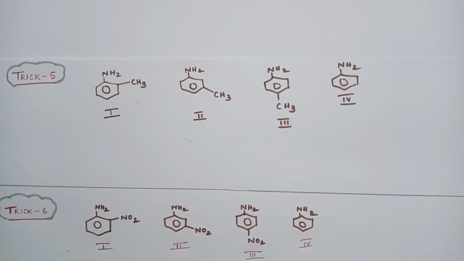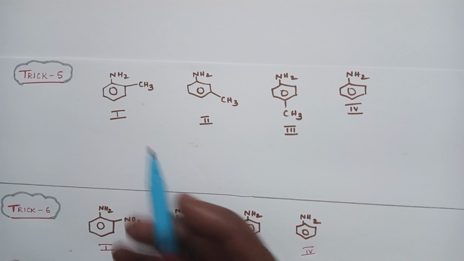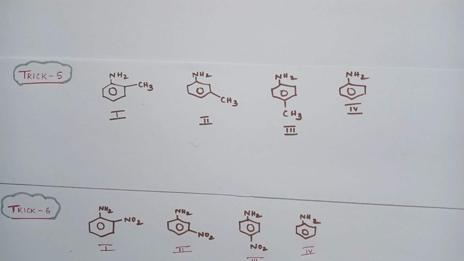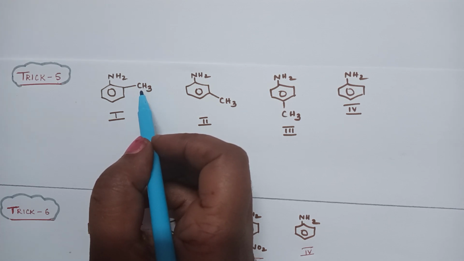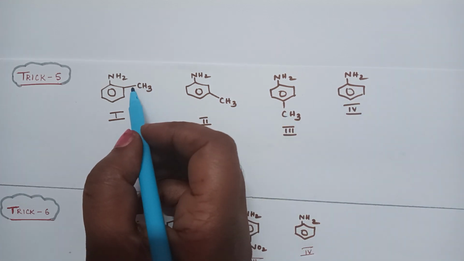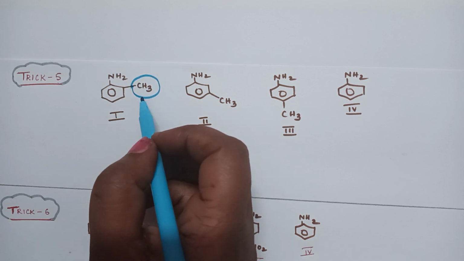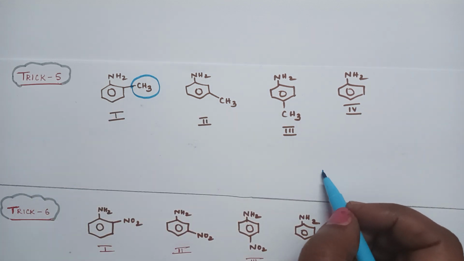So next we will see trick number 5. So students, whatever tricks we have learned, we will apply for this example. I have taken 4 structures, 1, 2, 3, 4. Let us find which is more basic and which is less basic in nature. Here you can see a CH3 group, that is a methyl group, is attached everywhere. Methyl, methyl, methyl, and here this is aniline. You know that whenever a group is present at the ortho position, that will be less basic when compared to aniline. So we will write this first.